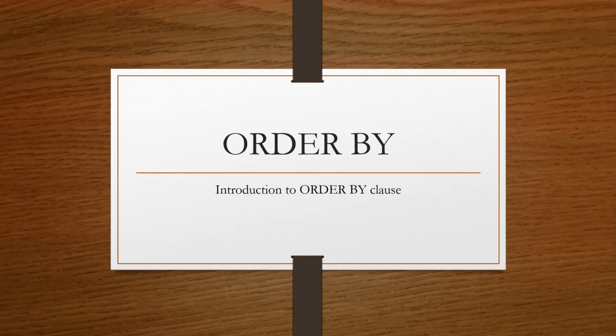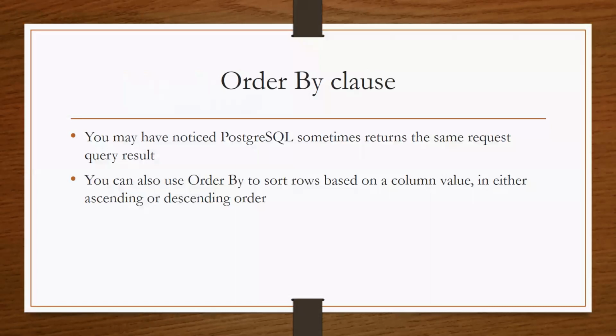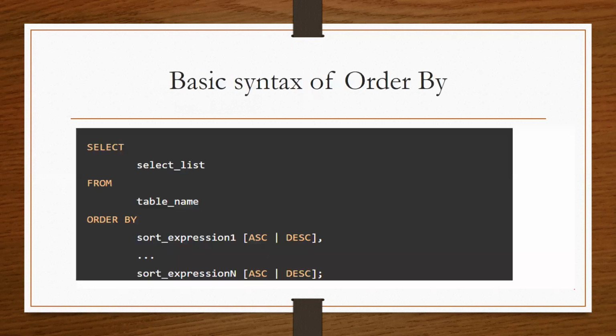Okay, welcome back guys to this lecture on the ORDER BY clause. You may notice PostgreSQL sometimes returns query results in no particular order. You can use ORDER BY to sort rows based on a column value in either ascending or descending order. Here's the basic syntax of ORDER BY: SELECT select_list FROM table_name ORDER BY sort_expression ASC or DESC.